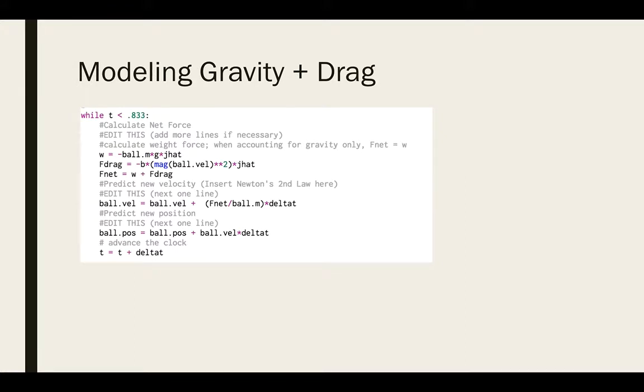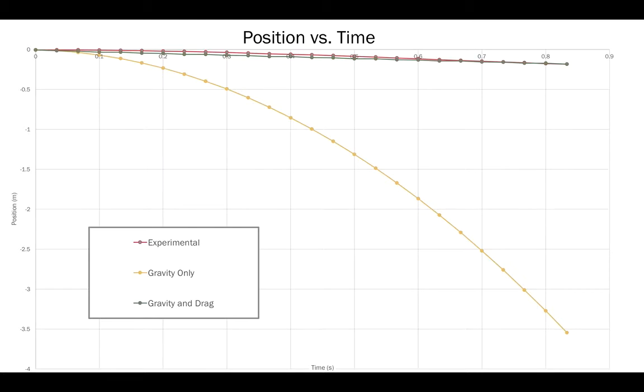In the calculation loop for the model accounting for gravity and drag, we calculate both the gravitational and drag forces and add them together to receive the net force. I found the proportionality constant b by trial and error until the final predicted y value matched the one in my observed data. When comparing the position versus time graphs, we can easily see that the model accounting for both gravity and drag is a better representation of my observed data.